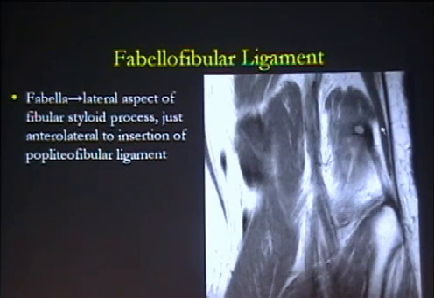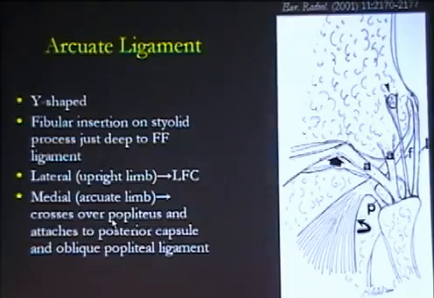But note here, find the fabella. This is the fabella. Here's the fabellofibular ligament extending from the fabella down to the lateral aspect of the styloid process. This is the styloid process of the fibula, this little bump here on top. Lateral aspect of the styloid process. Note it's medial to the insertion of the biceps and the fibular collateral ligament over there. So fabellofibular ligament, very important structure in the posterolateral corner.